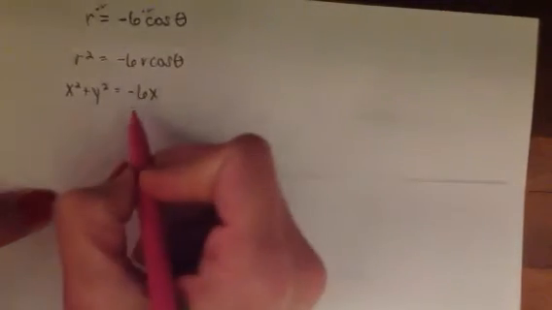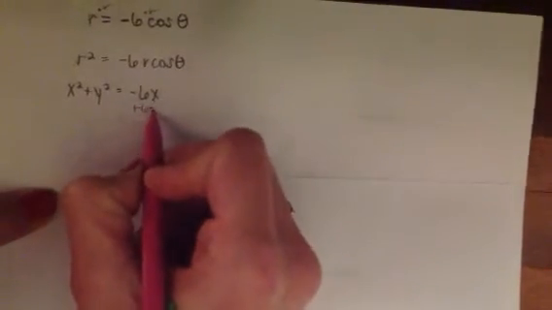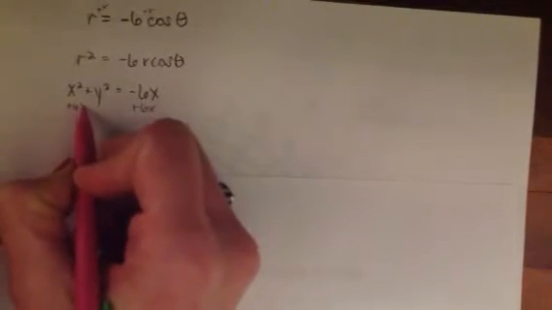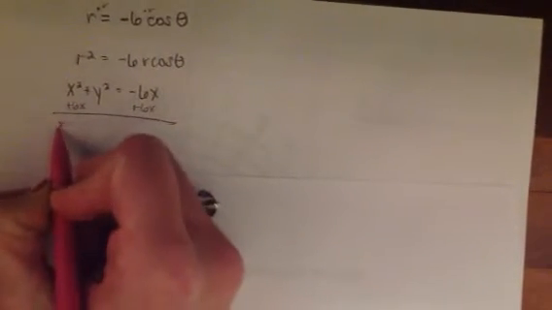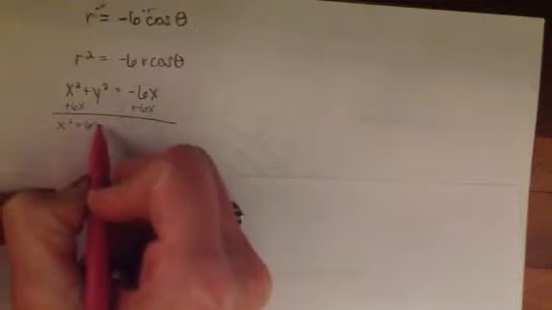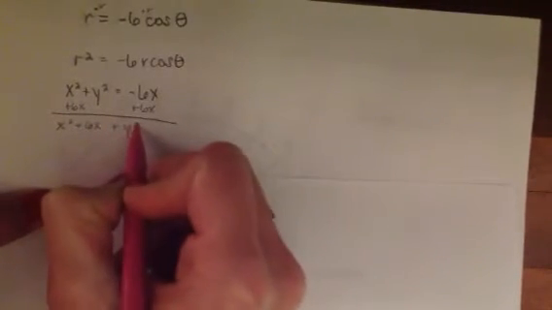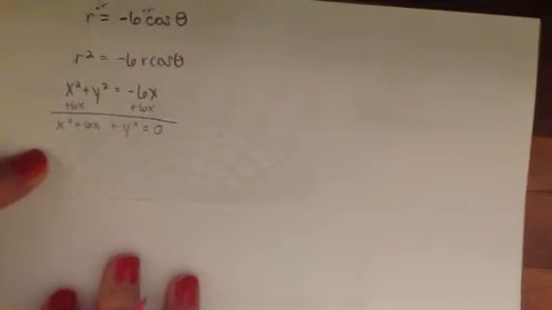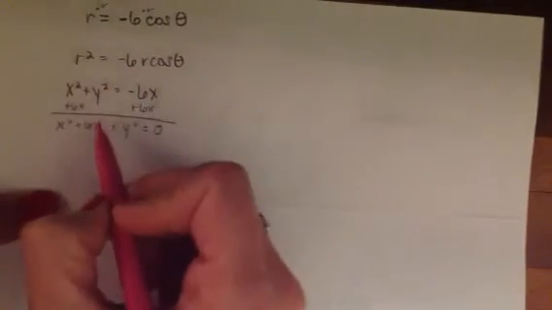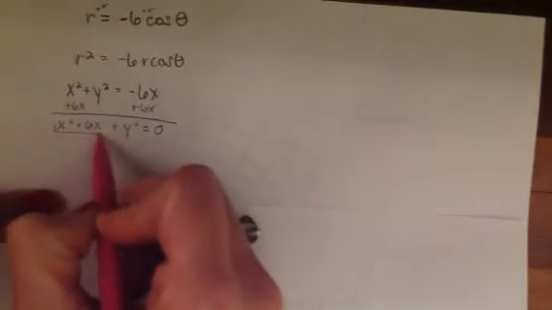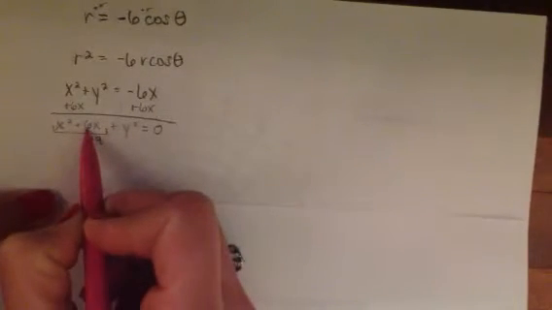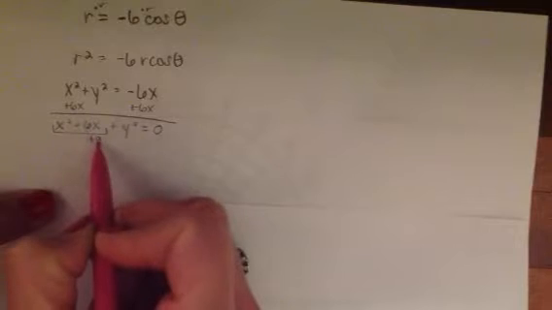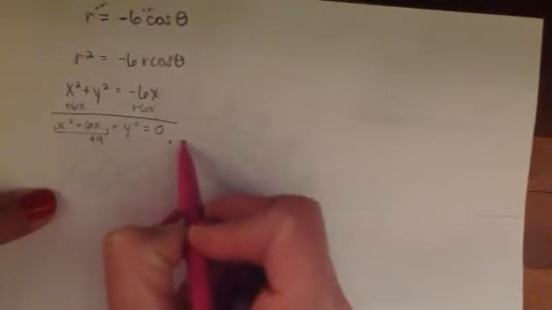What this is going to end up being is a circle, but it needs to have the square completed like you did in geometry and Algebra 2, to be honest. So we're going to complete the square on this, and this one needs a plus 9 to complete the square. That's half of 6, which is 3, squared, which is 9. So I have to add that to both sides.